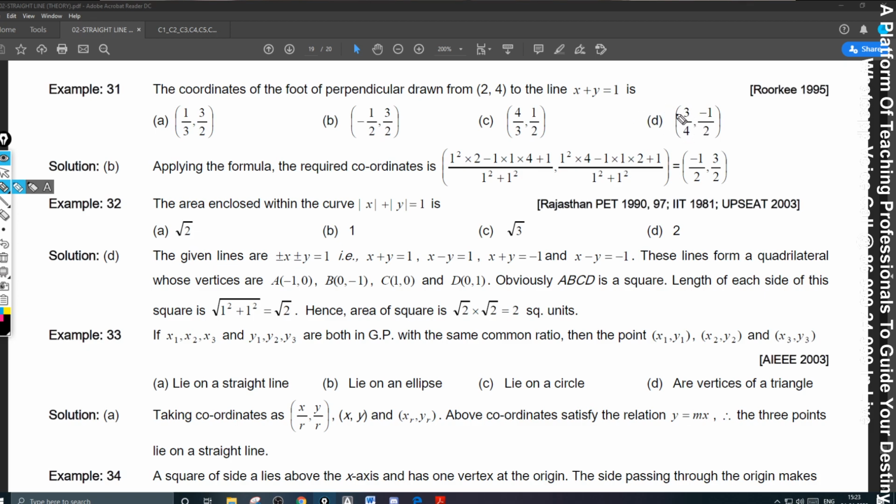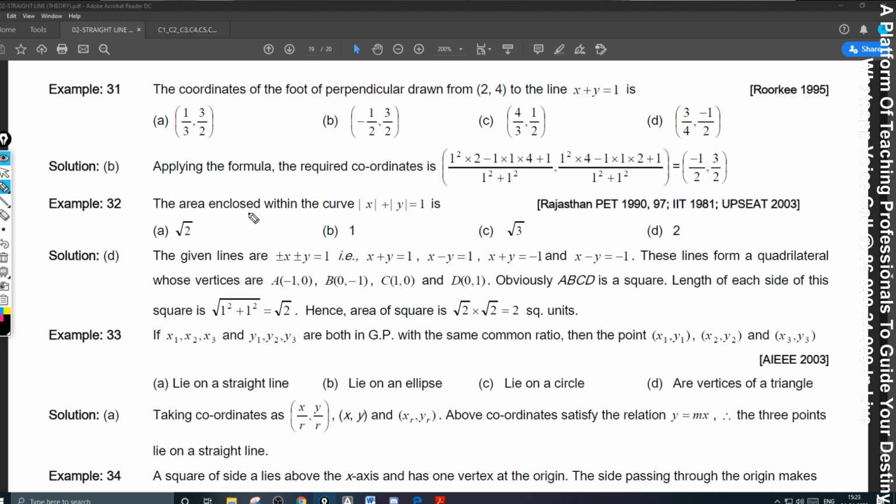3/4 minus 1/2. 4 LCM, 3 minus 2, 1/4. No, it is not satisfying. Only one option is satisfying, so you can say the answer directly as B, without working out the problem. So this is one of the verification methods you have to understand. Otherwise, you apply the formula I gave you, or the method I taught you. Okay, now going to the next one.